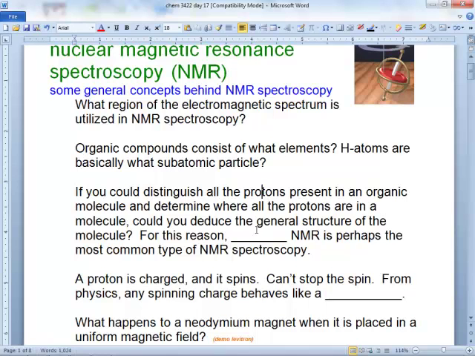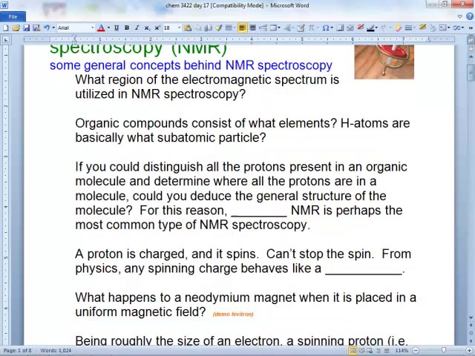A proton is charged and it spins. You can't stop the spin. From physics, any spinning charge behaves like a magnet, right? We just had an animation of it.